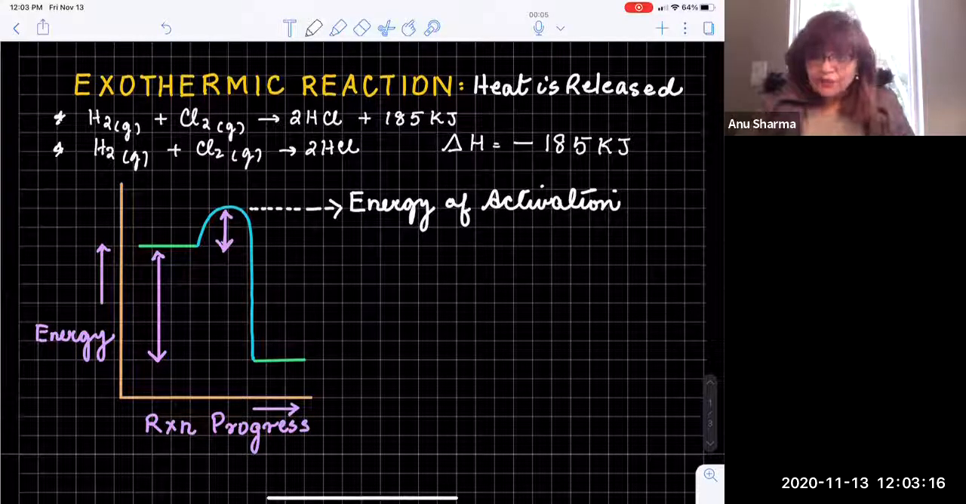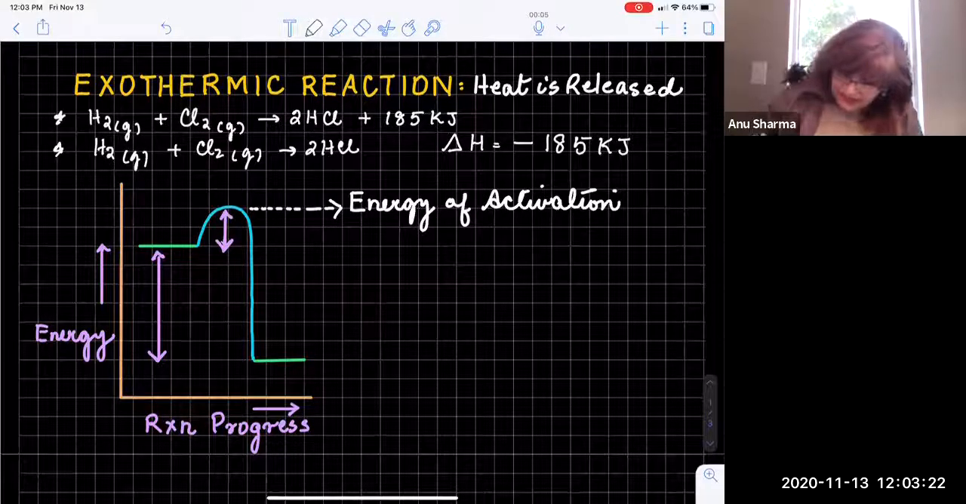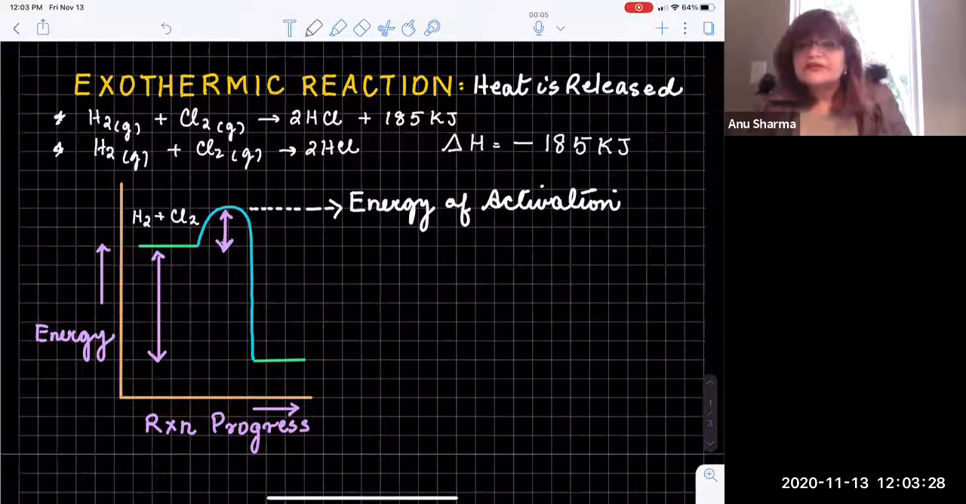Now where does that come from? So here is one example. I'm going to show you here. You have, in this case, H2 and Cl2. These are the reactants, okay? These guys, and I'm not writing them in the gaseous state because of space reasons, but they already are in a very high energy state, as you can see from this energy and reaction progress graph.